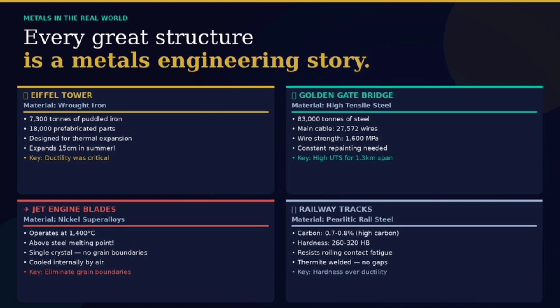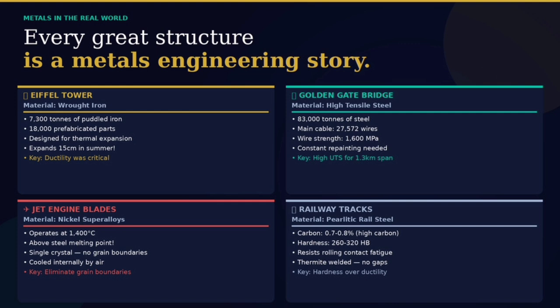The tower also expands by 15 centimeters in summer due to thermal expansion. This was designed in from the beginning. The Golden Gate Bridge used 83,000 tons of high-tensile carbon steel. The main suspension cables contain 27,572 individual wires, each with a tensile strength of 1,600 megapascals. That extreme strength was necessary to span 1.3 kilometers of water with minimal sag.